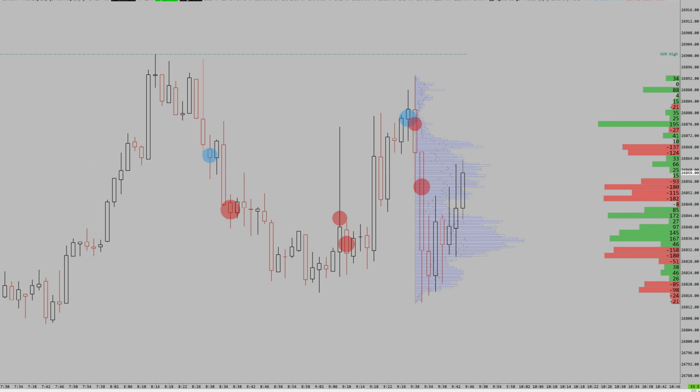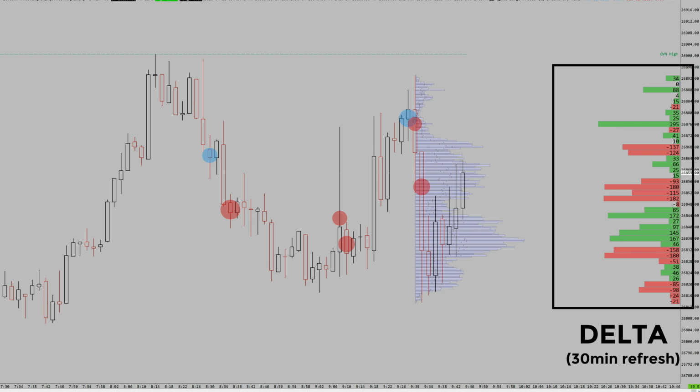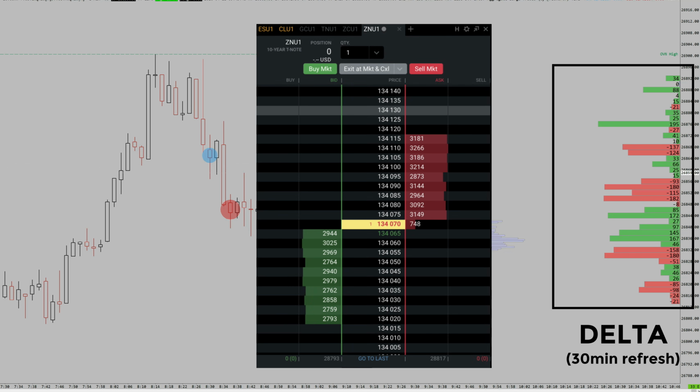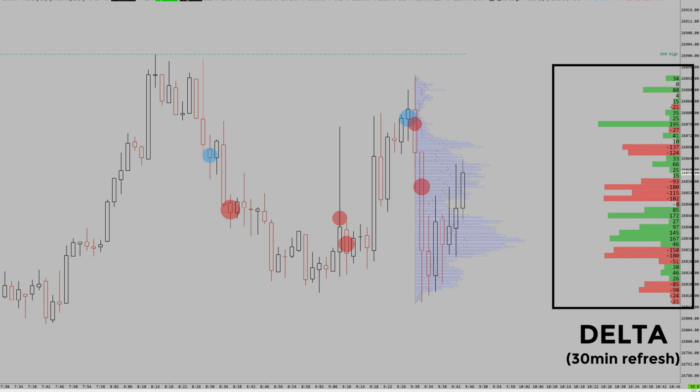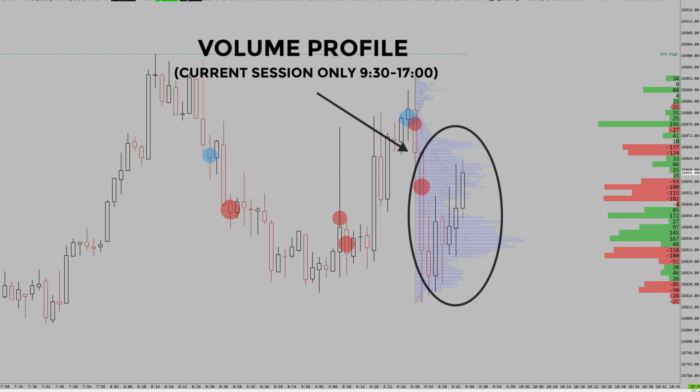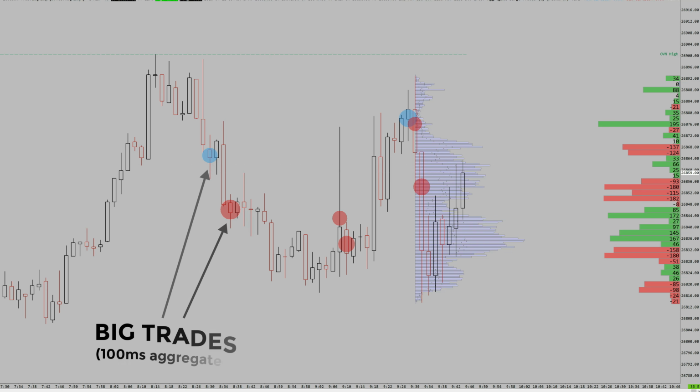There are 3 important studies on this chart. The first one is delta, which is orders executed at the ask minus orders executed at the bid. Delta is probably the best indicator to identify patterns like absorption, which we're going to see an example of in a few seconds. Then we have volume profile, which is logged to the current session, which is from 9:30 to 5 p.m. New York time. And lastly, we have the big trades indicator, which will tell us where market participants like big banks or big hedge funds are interested in taking trades.